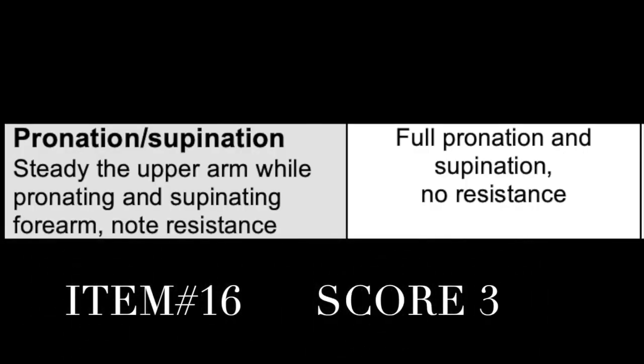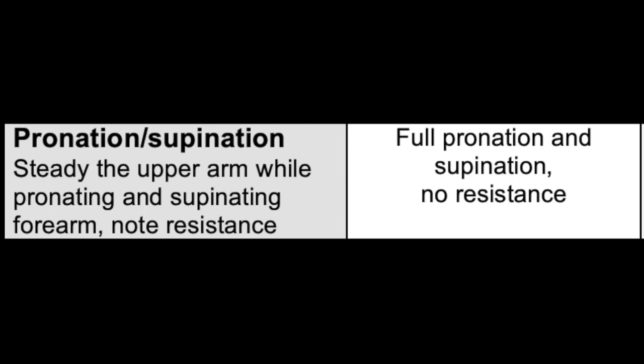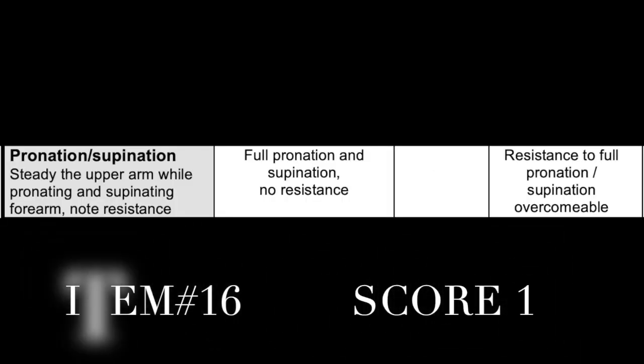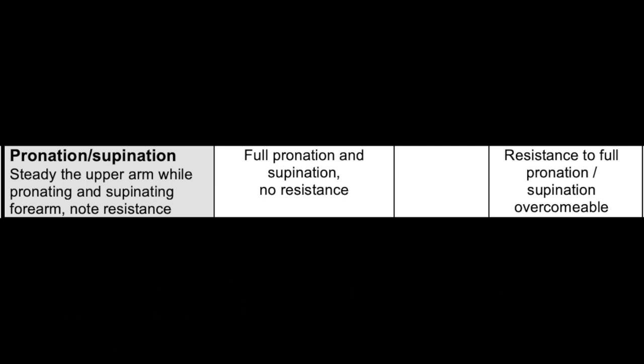Item 16. Pronation and supination. Steady the upper arm while pronating and supinating the forearm, and make note of the resistance. Score 3: full pronation and supination, no resistance. Score 1: resistance to full pronation and supination, overcomable. A score of 0: full pronation and supination not possible, marked resistance.